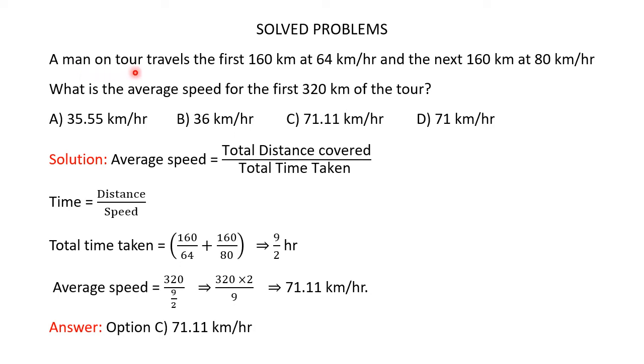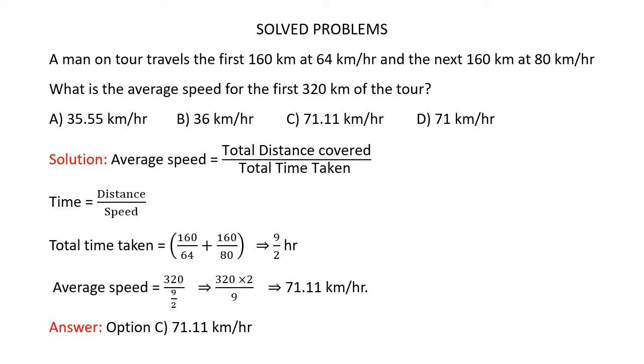A man on tour travels the first 160 kilometers at 64 kilometers per hour and the next 160 kilometers at 80 kilometers per hour. What is the average speed for the first 320 kilometers of the tour? Here you are given 4 options and you have to find out which of these options is the correct one. So here you are asked to find the average speed for the first 320 kilometers of the tour.